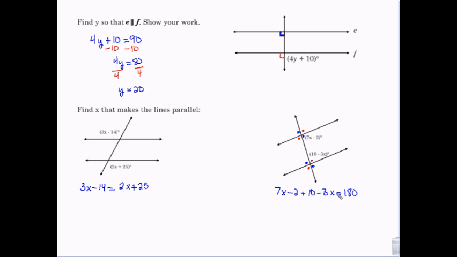Okay, so even on these, going through and putting the colors in can sometimes help to know how to set it up. If they're the same color, they're equal, so you set them equal. If they're two different colors, they're going to add up to 180.